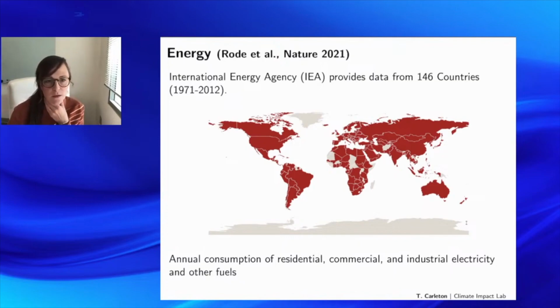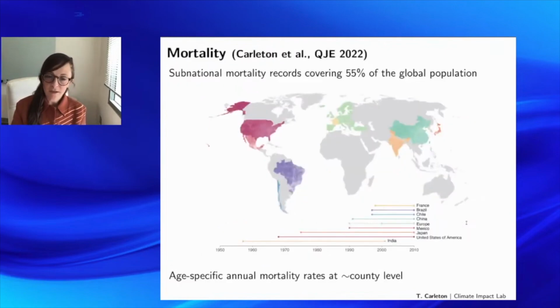So here we're thinking in energy about energy demand going forward under climate change, particularly changing heating and cooling demand. The data that we have are very spatially comprehensive, but also very spatially coarse. We're using country-level data at the annual scale from the International Energy Agency, including residential, commercial, and industrial electricity and other fuels.